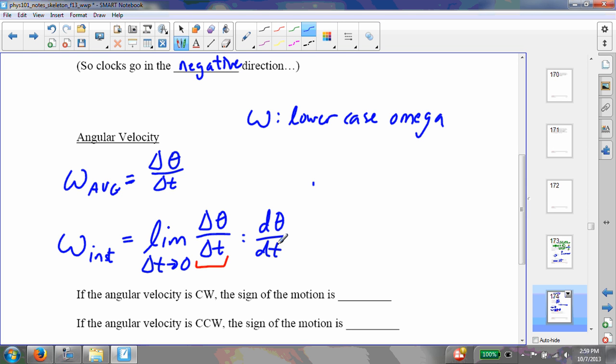We'll get into this, but all the equations that we used before for linear motion are also going to apply here. Now, if the angular velocity is clockwise, then the sign of the motion is negative, and if it's counterclockwise, then the sign of the motion is positive. So remember, clockwise is negative, counterclockwise is positive.